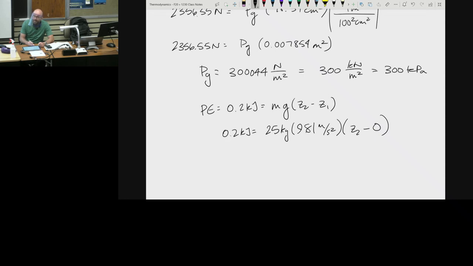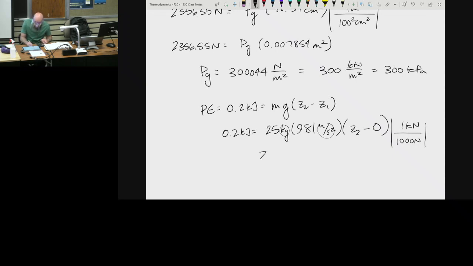A kilojoule is a kilonewton times a meter. Here we're going to have kilogram meters, and newtons times meters. So we have to say that there are 1,000 newtons in 1 kilonewton. Okay, so let's solve here for what Z2 is. We get 0.2 divided by 25 divided by 9.81 times 1,000.